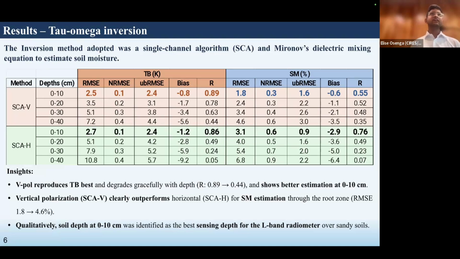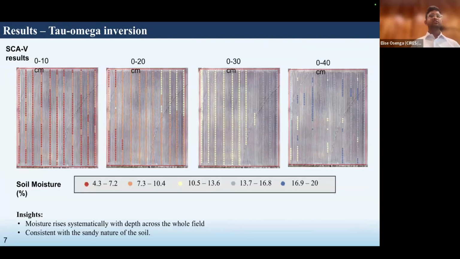So one thing was sure, that the emissions were dynamic, and it shows that there is deeper penetration in sandy soil, a deeper emission sensing depth in the sandy soils. With these results, this is the SCAV result for the 4th depth, 0 to 10. As it is a sandy soil, it is very clear that the top surface is dry. Then as we go deeper, we see that soil moisture increases. And this is a field scale tau omega inversion using radiometer.